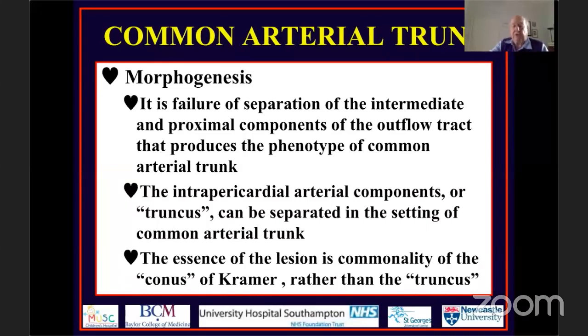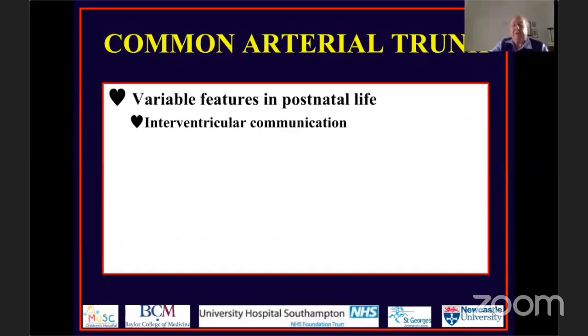common ventriculo-arterial junction. So if we were going to use the study of Kramer to determine how best to describe this entity, then arguably we should be calling it a persistent conus rather than a persistent truncus. But I think it's much better simply to describe it as common arterial trunk.